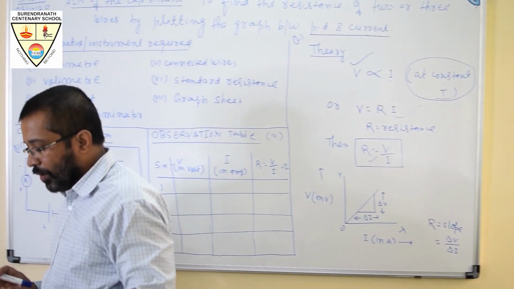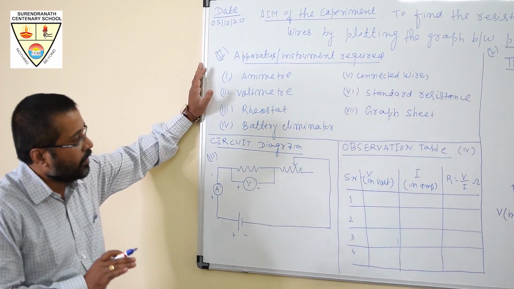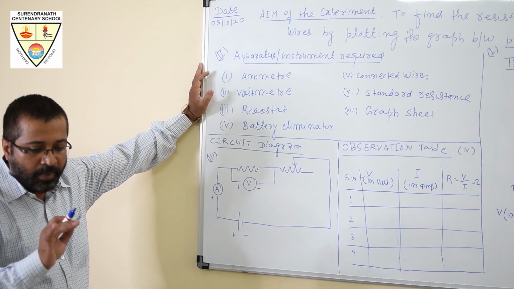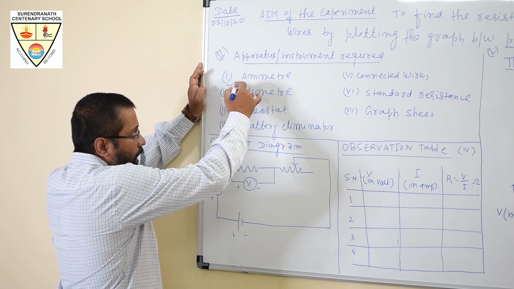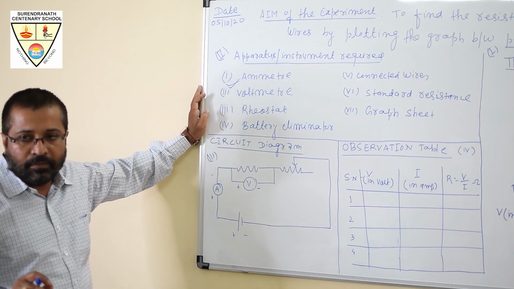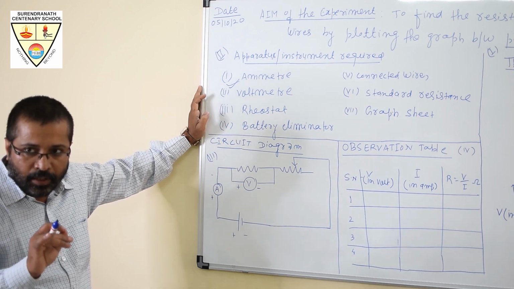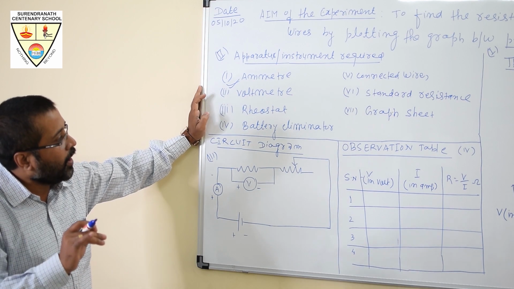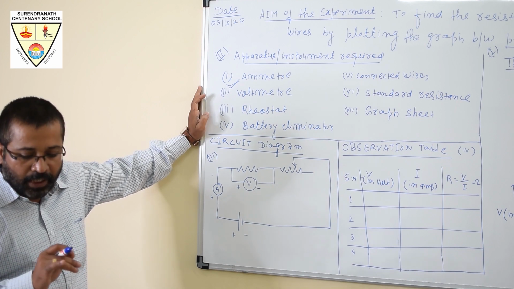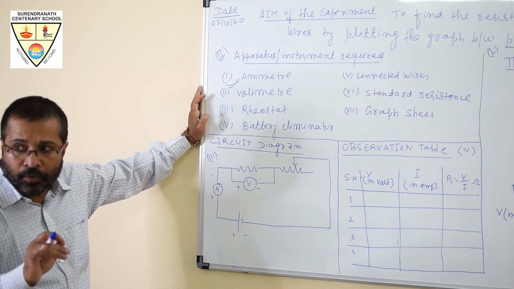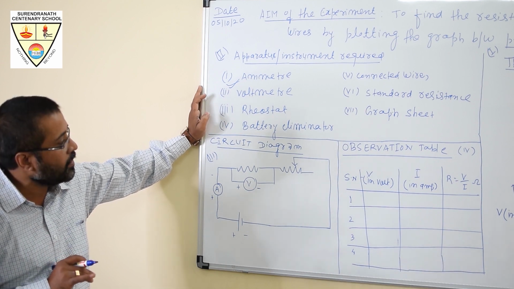And now we are going to learn which apparatus we need for performing this practical. So keep in your mind, we first require an ammeter. Why do we require an ammeter? So that we can measure the value of current. Next we require a voltmeter. And why do we require a voltmeter? We can measure the value of potential difference. Third, we require a rheostat. Why do we require a rheostat? So that we can change the value of potential difference.